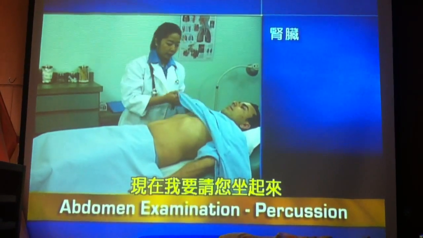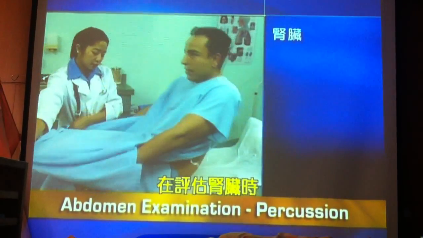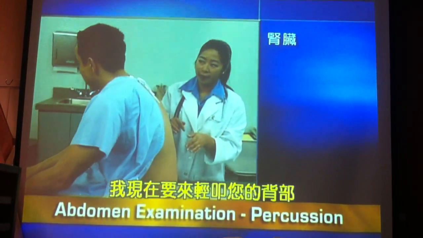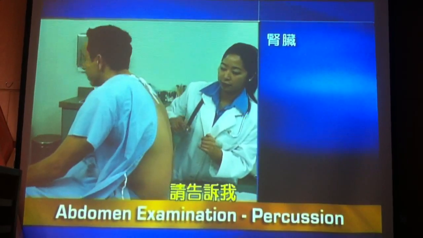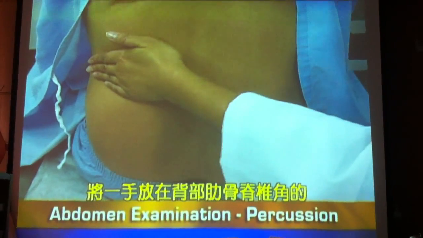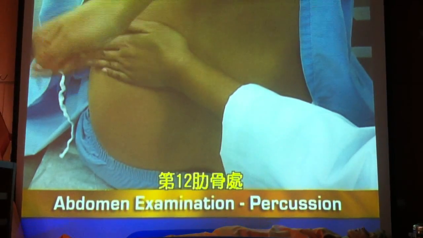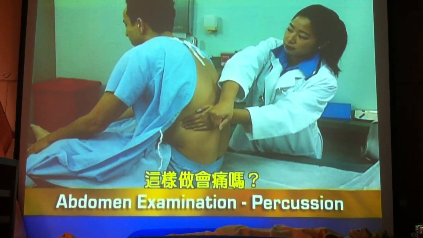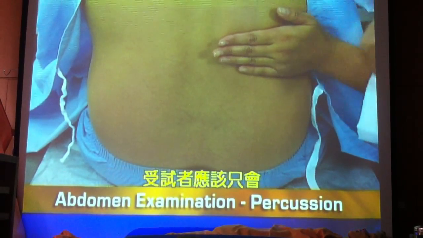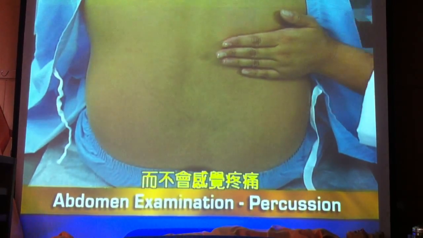Okay, I'm going to have you sit up now. To assess the kidneys, use indirect fist percussion. I'm going to tap on your back. Let me know if you feel any tenderness. For this assessment, place one hand over the 12th rib at the costovertebral angle, and thump it with the ulnar edge of your other fist. The person should feel a thud, but no pain.